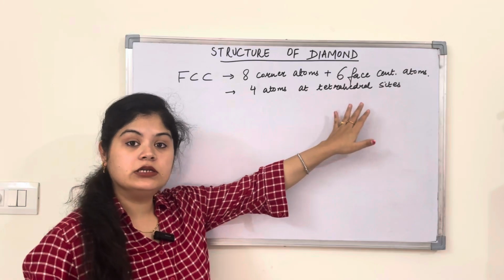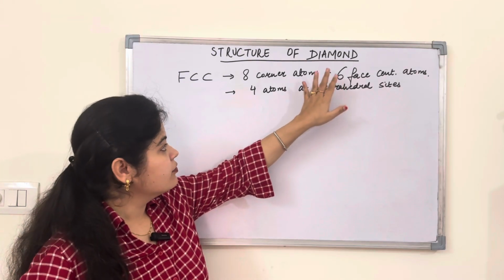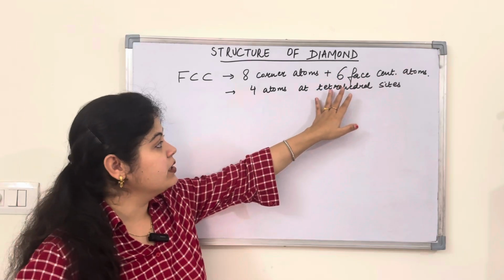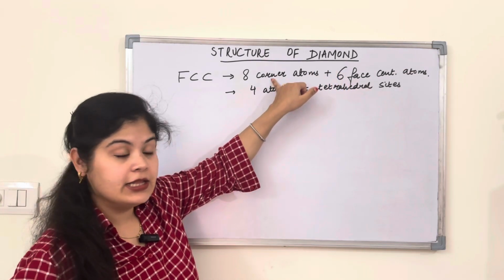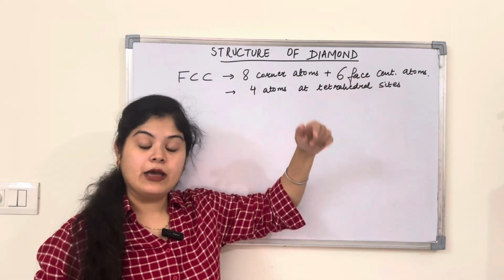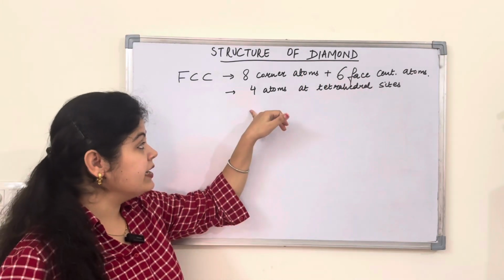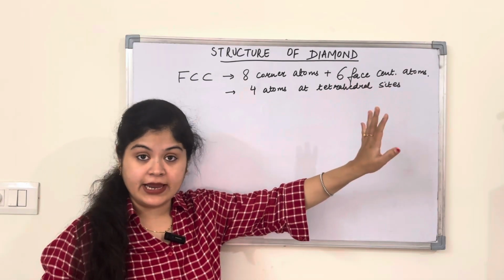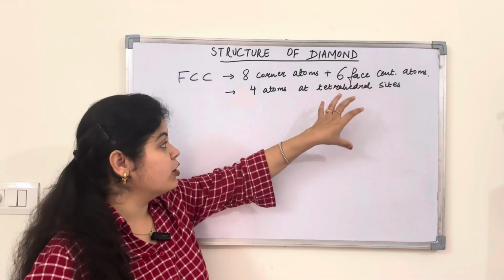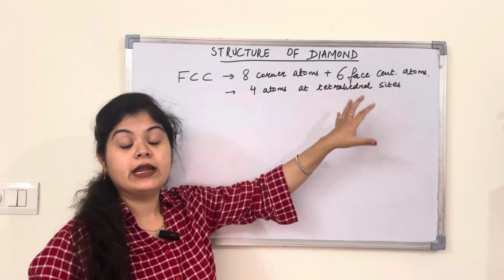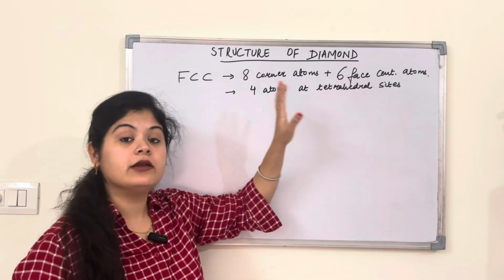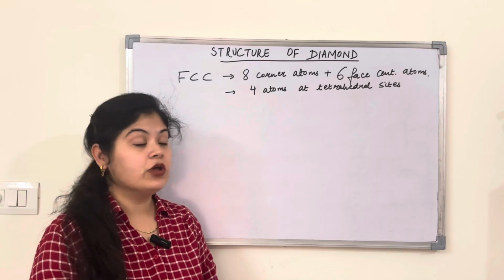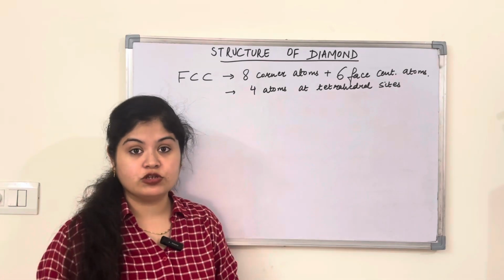I have made a detailed video on cubic unit cells, which is FCC, BCC and simple cubic. If you don't know about FCC, then you go and watch that video. I will write the link in the description. And I have also made a detailed video on tetrahedral voids or tetrahedral sites. You should be knowing what are tetrahedral voids and how many tetrahedral voids are there in a FCC structure to understand the structure of diamond. So if you don't know about it, please go and watch the video.